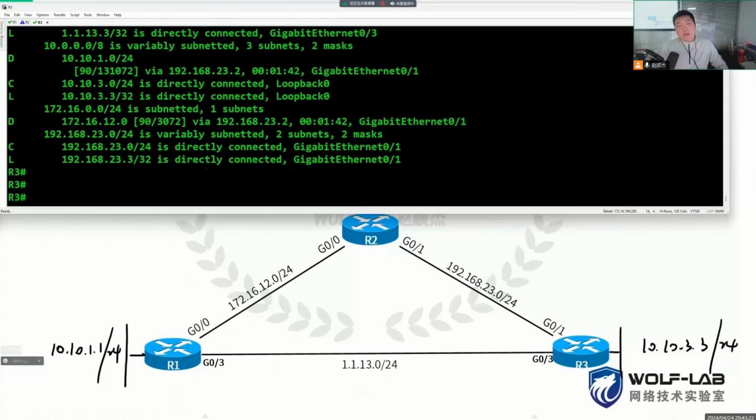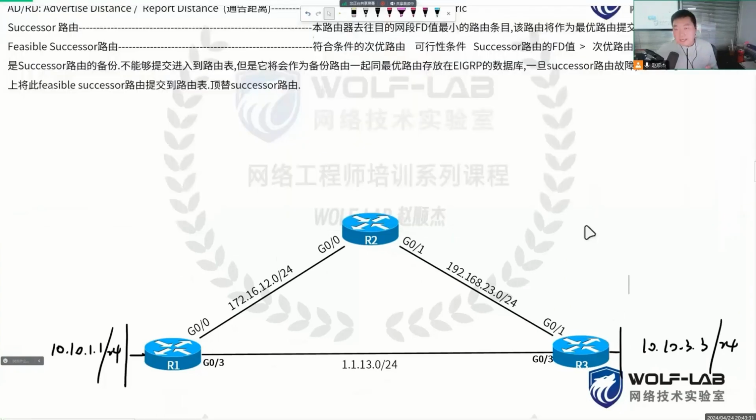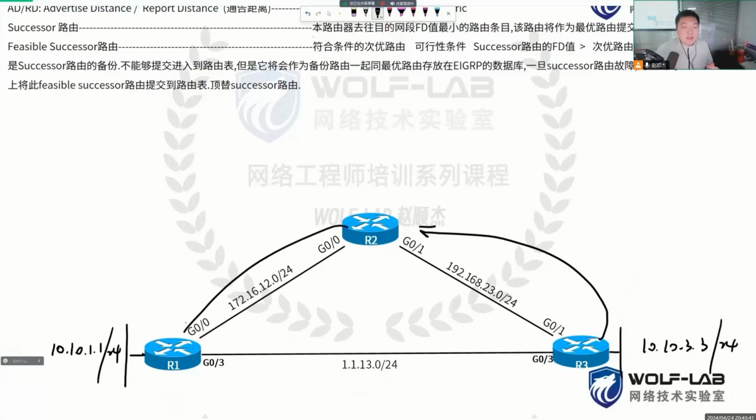Regarding the route entry for 10.10.3.0/24 at R3, we can announce it into EIGRP. R3 can pass this route entry to its EIGRP neighbor R2. R2 can then pass this route entry to its EIGRP neighbor R1. This specific metric value has already been calculated at R1.